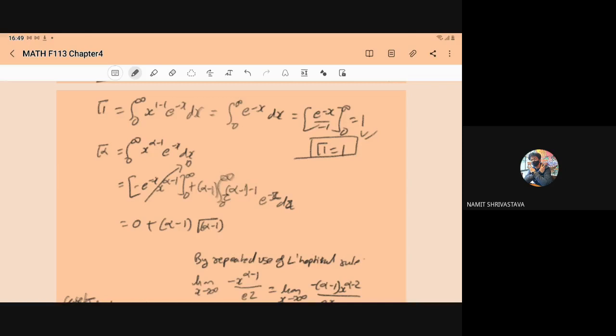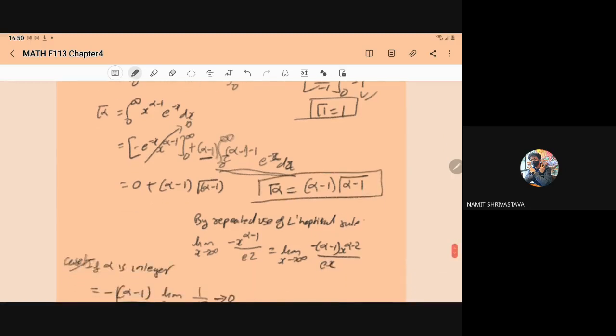And the second can be written as alpha minus 1 into this integral. What is this? This is gamma of alpha minus 1, if you compare with the standard integral. So from here we have another important result: gamma of alpha is equal to alpha minus 1 times gamma of alpha minus 1. So this is another standard result.